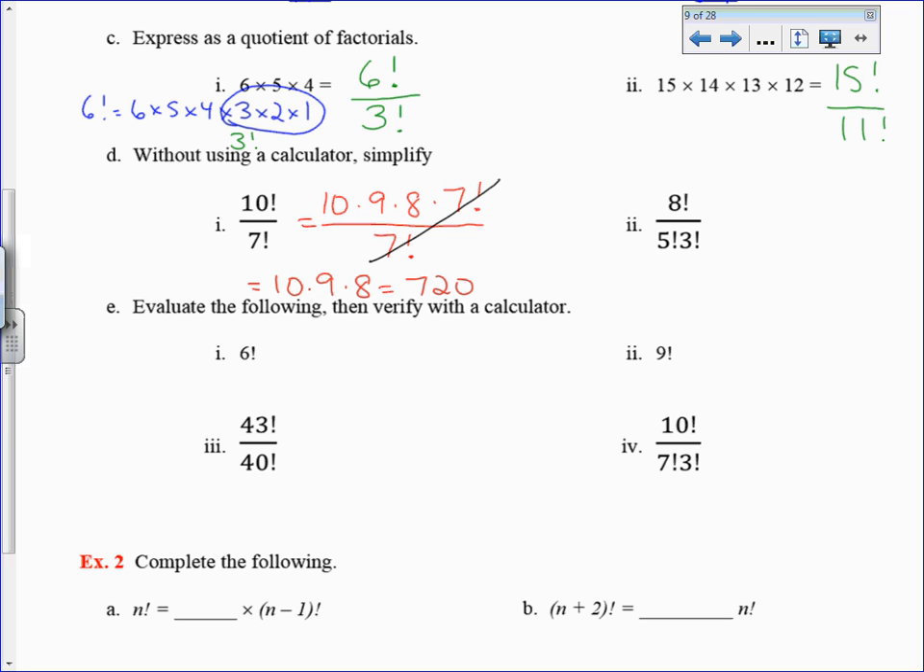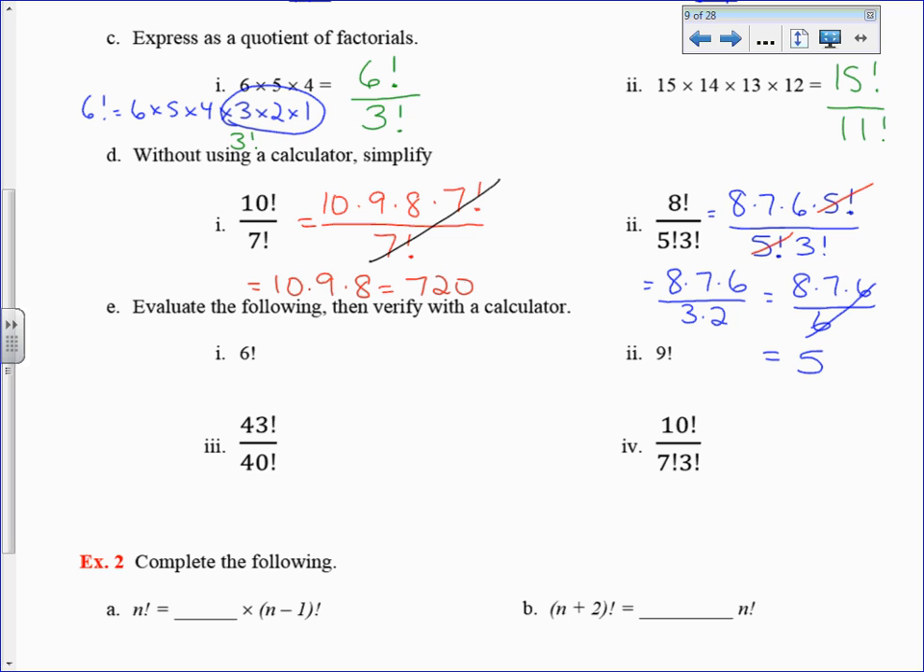Okay, 8 factorial divided by 5 factorial times 3 factorial. So that's 8 times 7 times 6 times 5 factorial, divided by 5 factorial, 3 factorial. So we can cancel the 5 factorials. So then we have 8 times 7 times 6 over 3 times 2. Now 3 times 2 is just 6. So this gives me 8 times 7 times 6 over 6. So my 6's cancel and my answer would be 56.